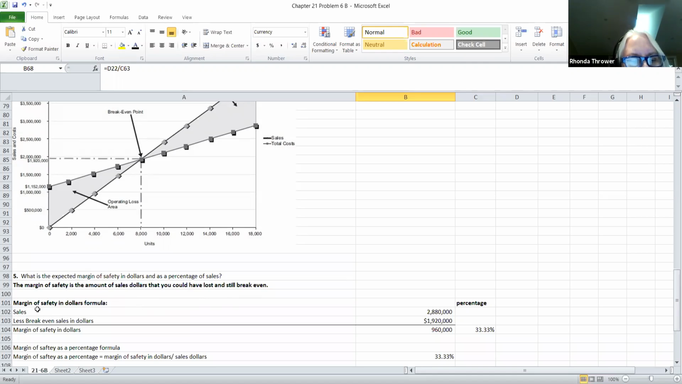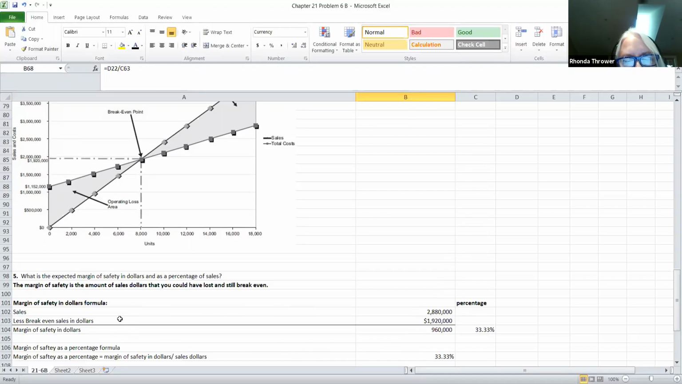There's a formula for margin of safety. It is your sales dollars less your break-even sales in dollars, and that will tell you what the margin of safety is. My sales is $2,880,000. We got that by multiplying the selling price times the number of units sold, and it's what we had expected to sell. So this was our expected sales for this period of time.